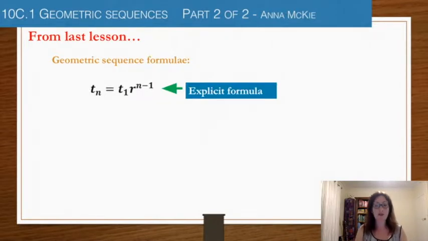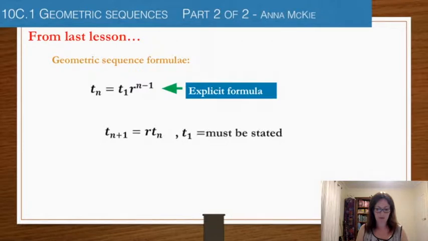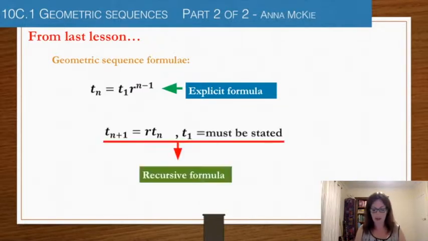So this is often referred to as the explicit formula. And the other version of it is where we're thinking about the n plus 1 term, so the second one along. That is the previous term, Tn, multiplied by that common ratio to work out what the next term along is going to be. In that case, we must state T1 because there could be many sequences with that pattern, but we have to define where we start, and that is called the recursive formula.